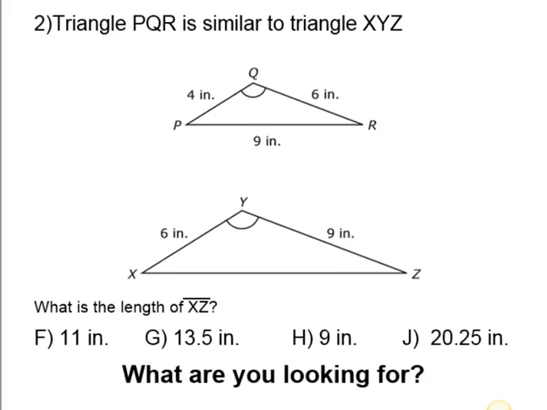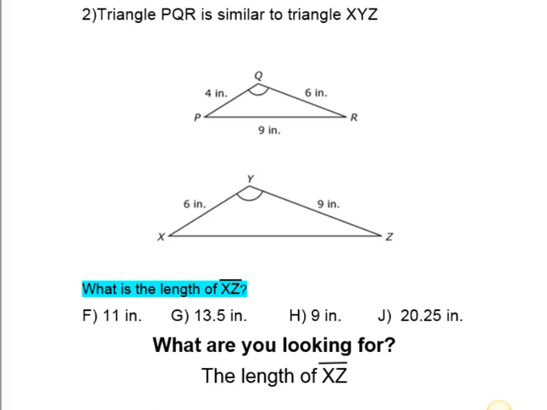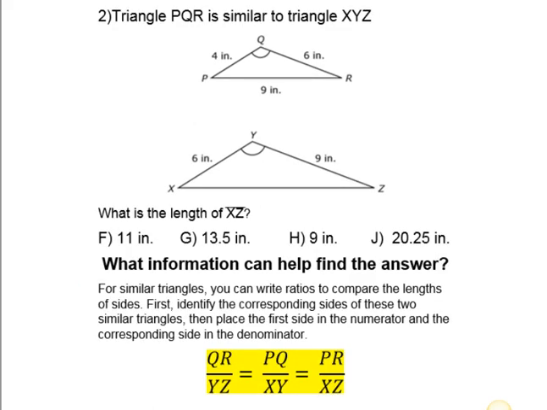What are we looking for? We are looking for the length of line XZ. What information do we need to help us find the answer? Okay, so since we know that these are similar triangles, to find the length of XZ, we need to set up a ratio to compare our triangles.